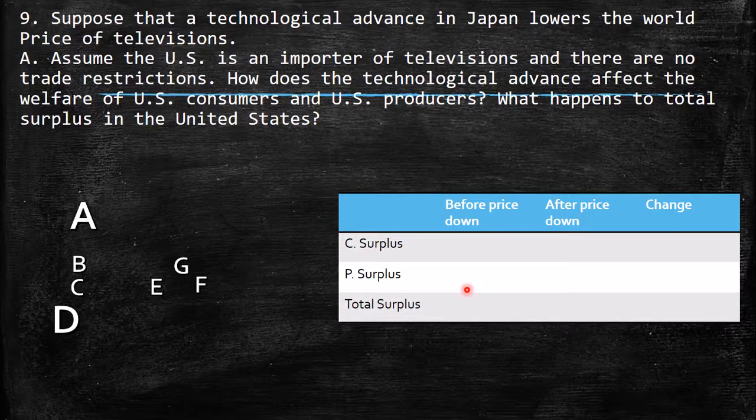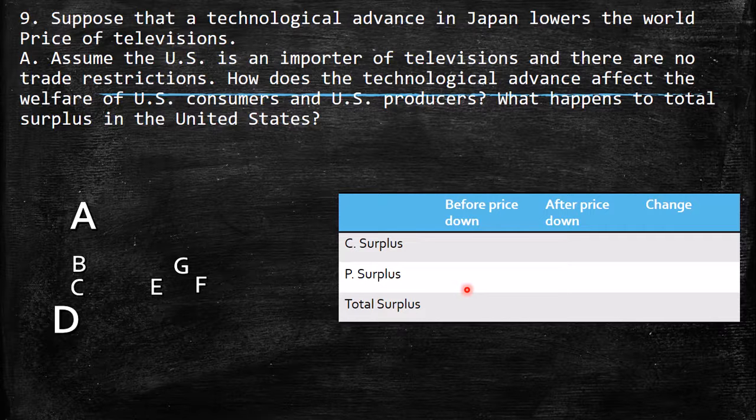Suppose that a technological advance in Japan lowers the world price of televisions. So as you remember from previous chapters, this is a shift of the supply curve in the world trade. Imagine that Japan is a big country. So what does it mean? Basically, the big country has the possibility to change the world prices.